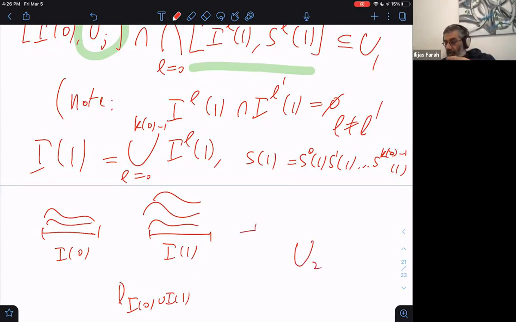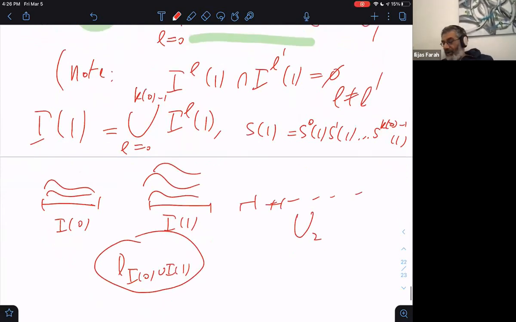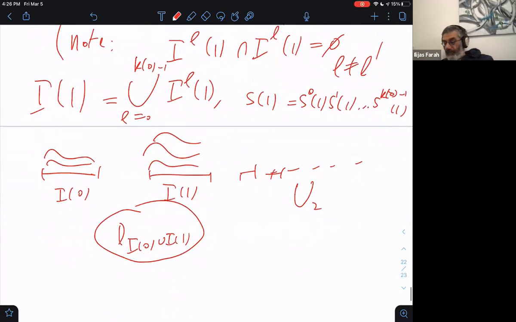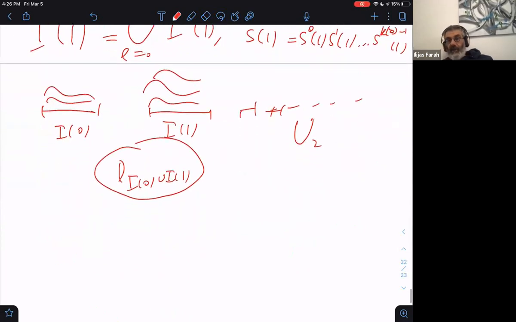So here you just choose a sequence of finite disjoint intervals. There are as many intervals as the cardinality of this set here, so that no matter how you choose the initial segment, what comes later is going to assure that you meet U_2, and so on.